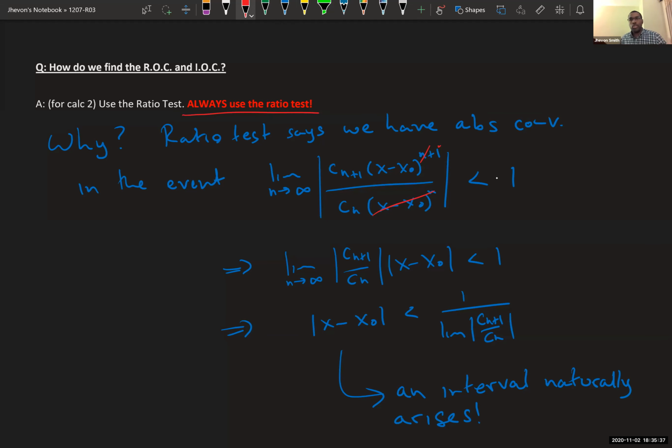Does it make sense for all x values? Let's try another one. What if I were to try x equals a half? What would that series look like? In this case, the series would look like 1 plus a half plus a quarter plus an eighth plus.